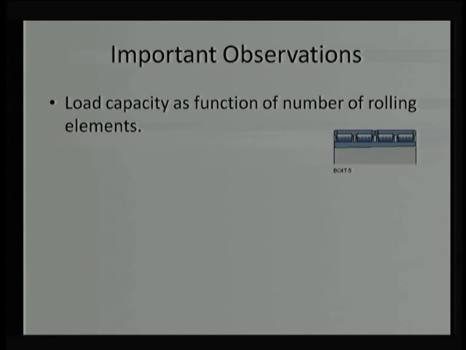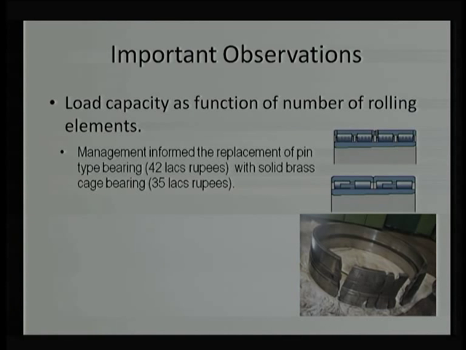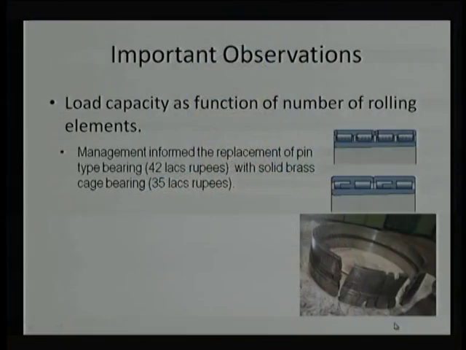That was also realized in an actual case when we were dealing with a case study, where the options were a pin type cage and a solid brass cage. So, this is a sketch with a pin type cage, this is a solid brass cage, and I am referring to the case study of a previous lecture when we mentioned one outer ring failed badly in almost no time, at 105 hours and 300 operating hours. So, in the situation when we were analyzing, we found management took a decision to replace the existing pin type bearing with a solid brass cage bearing.